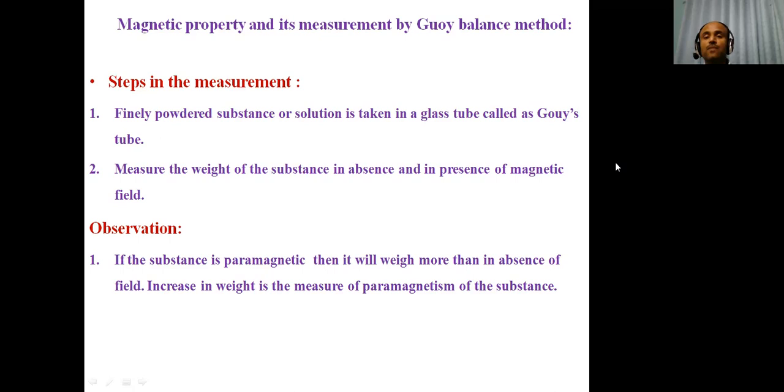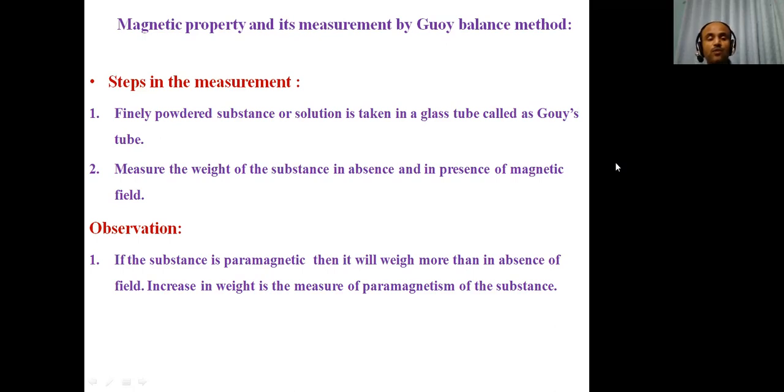It is simply similar to a chemical balance, and it is used to measure the magnetic property. So first we discuss the steps involved in the measurement. A finely divided powder or a solution is taken in a glass tube that is called the Gauss tube. Measure the weight of the substance in presence and in absence of the magnetic field.